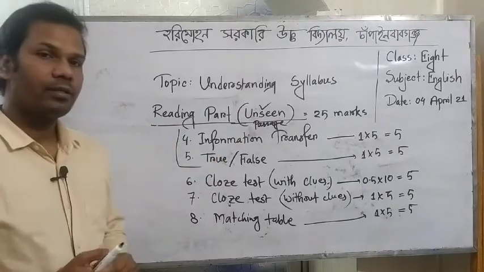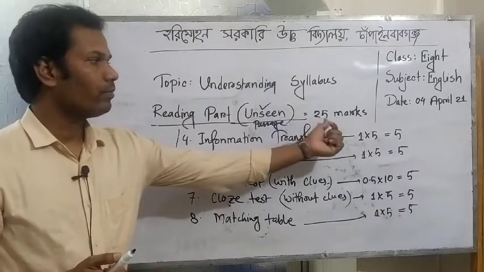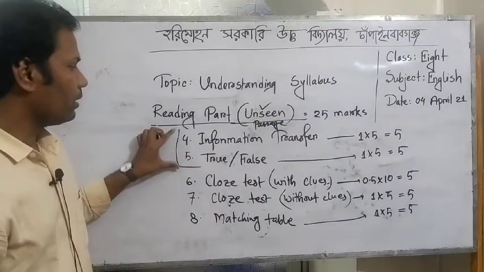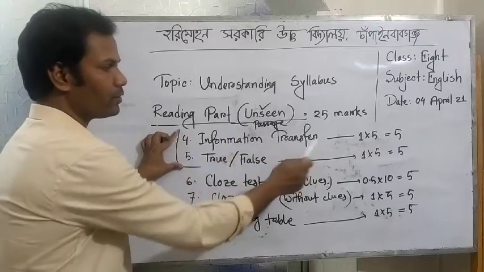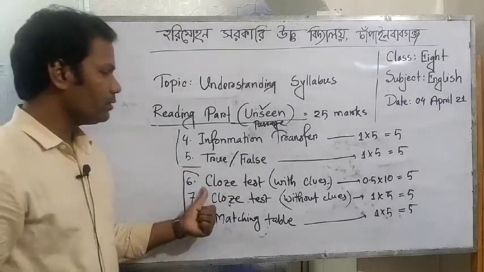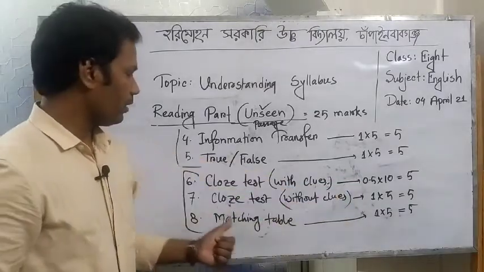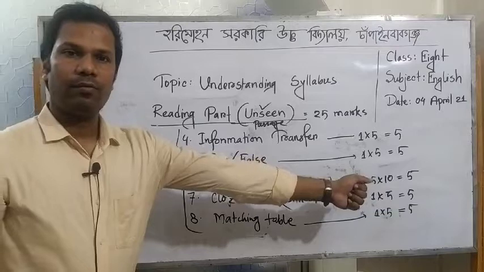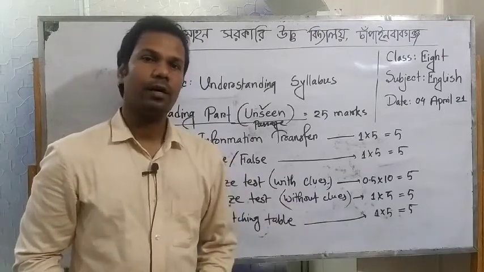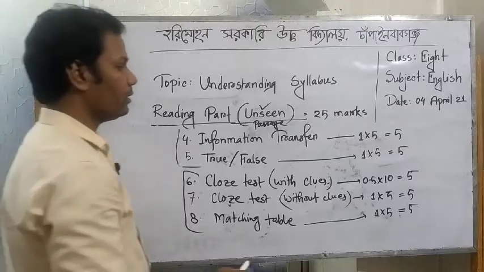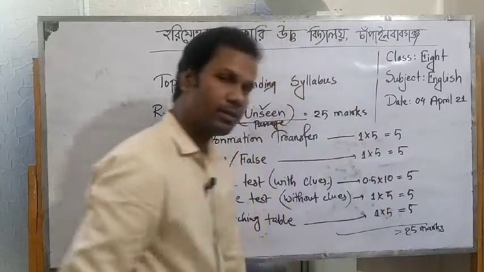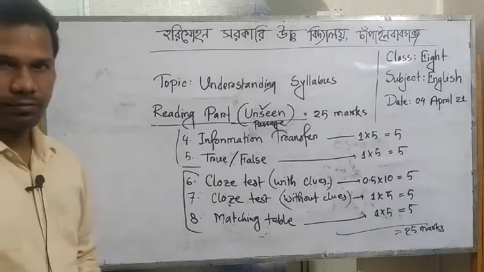And the reading part, an unseen part. We have seen reading parts before, but there were 20 marks questions, and here are 25 marks questions. These 2 items are for an unseen passage, information transfer for 5 marks, and true false for 5 marks. And some other items will appear in the reading part also. Close test with clues, 5 marks with 10 gaps. And the close test without clues, 5 marks, 5 gaps. And the matching table, that means you have to make 5 meaningful sentences, and it will carry 5 marks. These are the reading part, and you will know here are 25 marks. You have got 25 marks for these items. These are the reading part in your syllabus.